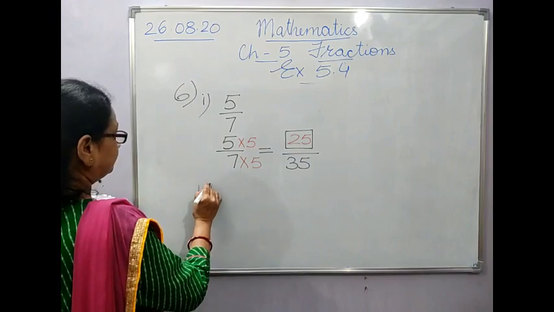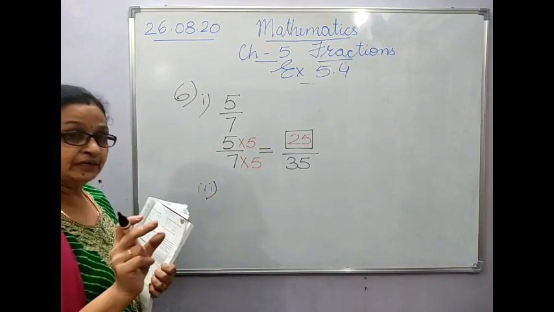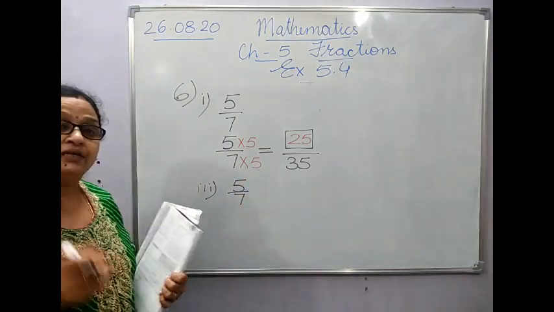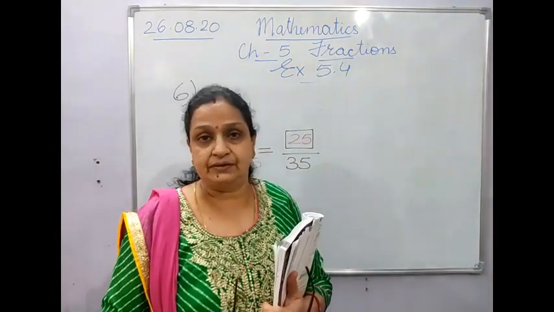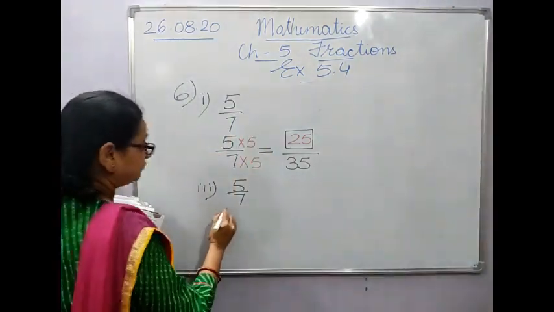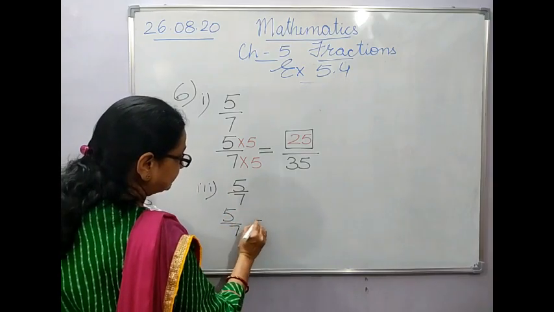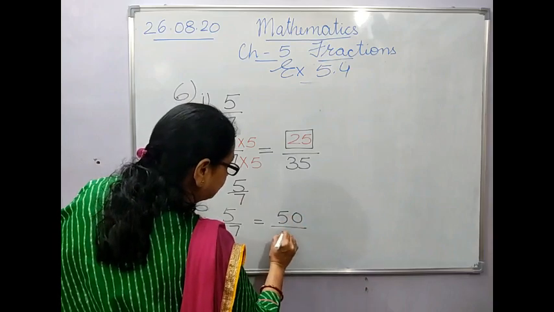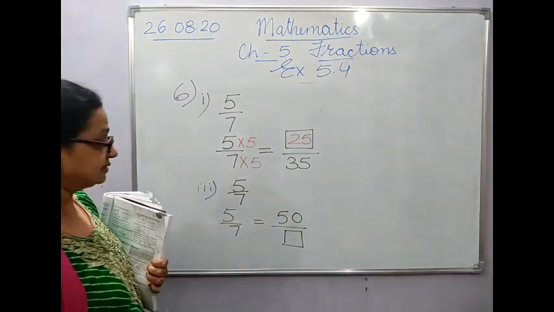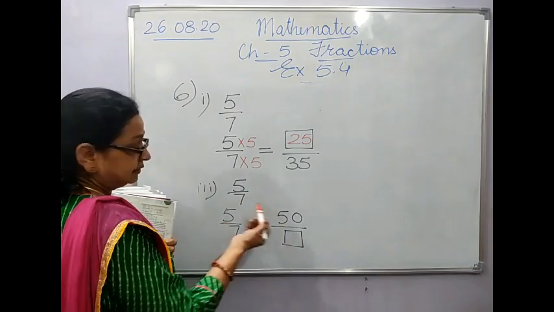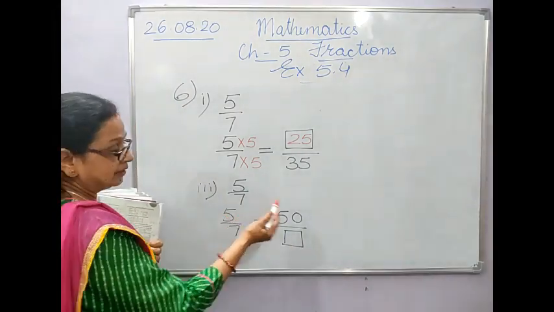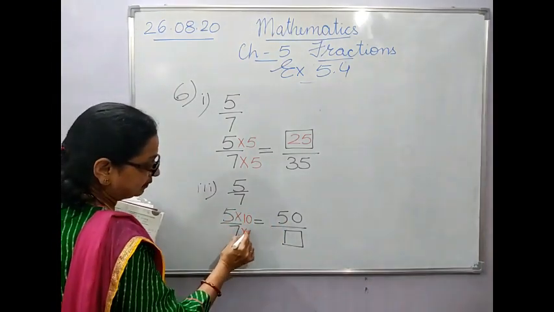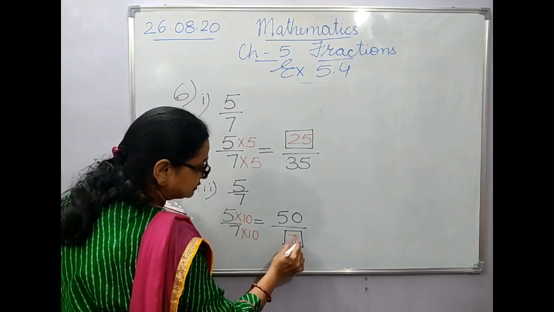Then I will be doing the third one. The question remains the same. Find the equivalent fraction of 5 upon 7 with numerator 50. This time the numerator is given, so frame the question first of all. 5 upon 7 equals 50 upon the blank, and you have to find the denominator. Again see children, this side is smaller than this. That means you have multiplied by something to get this answer. So 5 tens are 50, that means you have to multiply this by 10. So your answer is 70.